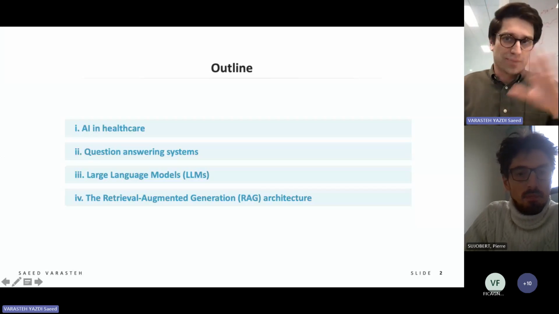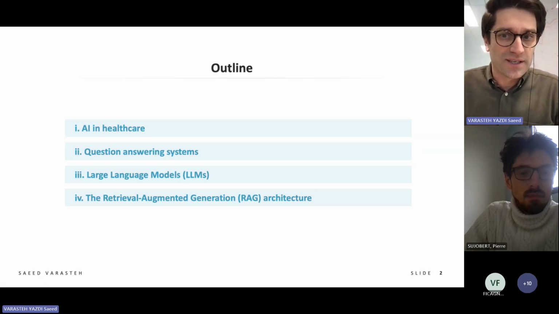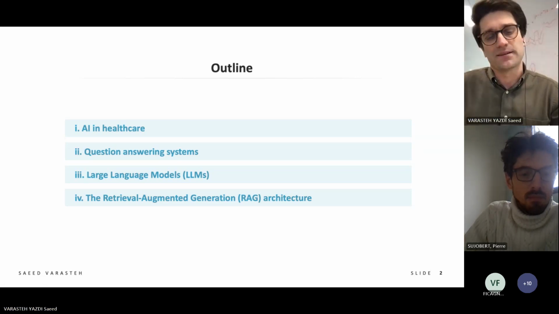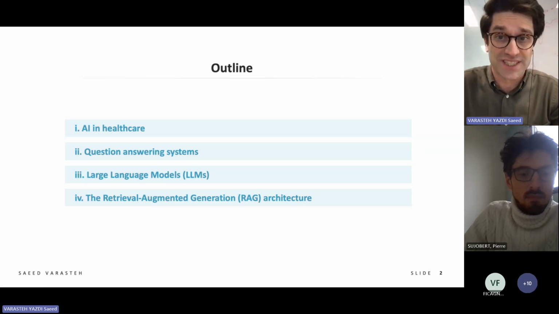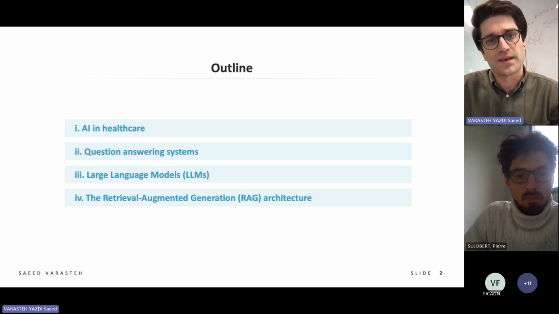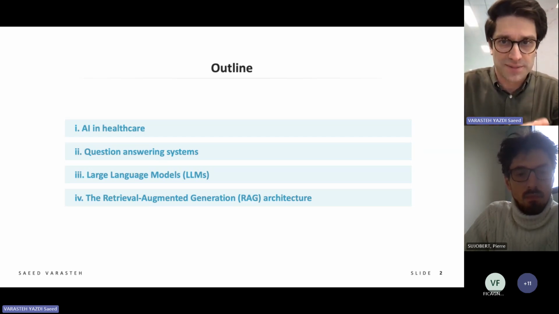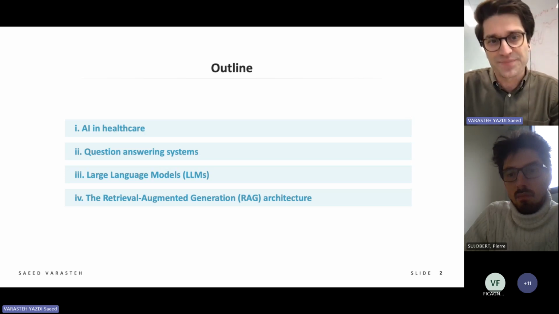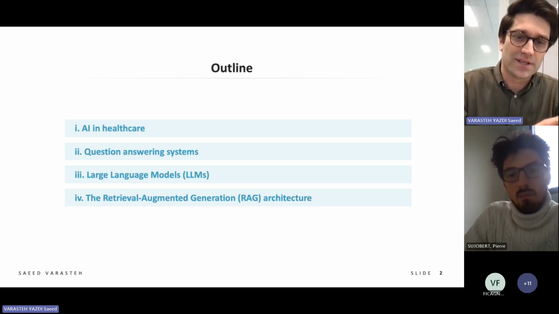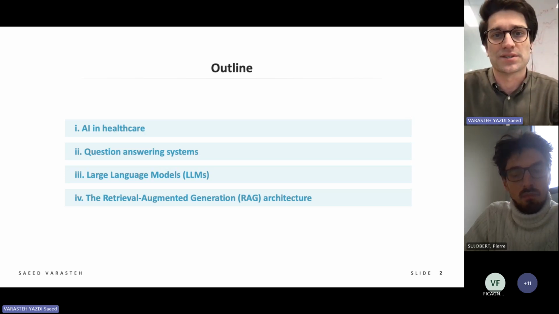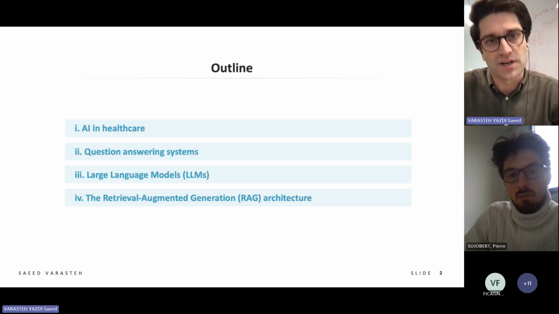I will start with a quick introduction on the state of AI in healthcare at the moment. Then I will discuss the question answering systems in detail. Then we move on to large language models, the term that you hear the most these days. And then we talk about the RAG, or the Retrieval-Augmented Generation architecture.